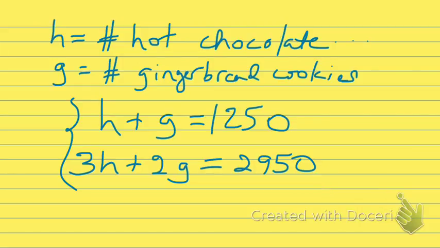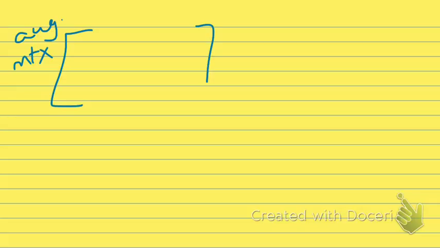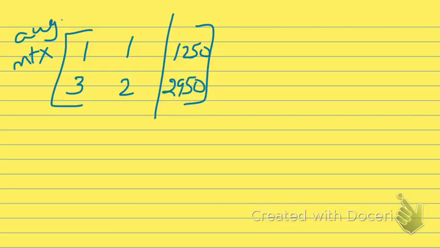Okay, now, a really fun way would be to write the augmented matrix. And that augmented matrix would have our coefficients and our constants. A 1 in front of H, a 1 in front of G, 1,250. 3 in front of H, 2 in front of G, 2,950. Okay, well, that's got to be a point. Not sure how many points we've got, but one of the things we're looking for is ref.